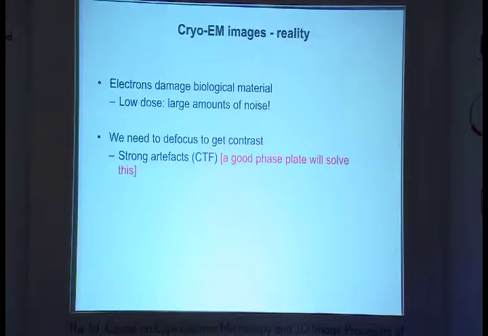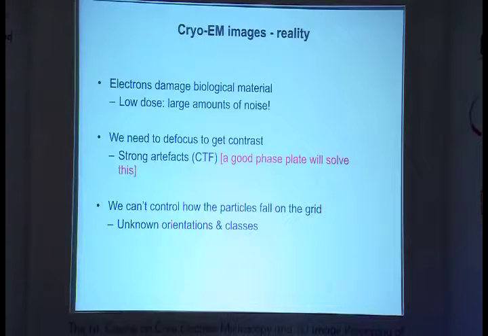So you may hear later in the week that there's a new faceplate which apparently is good enough to get away from this. And the last one is we don't know how the particles fall on the grid. So you can have different orientations, you can have an unknown number of classes, you can have heterogeneity, and so on.